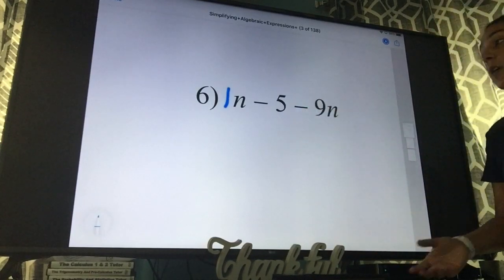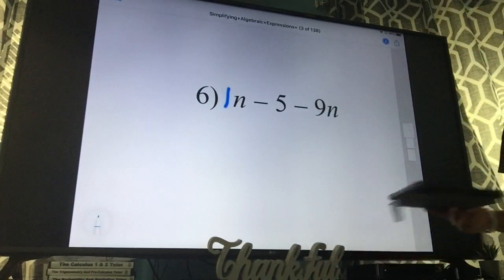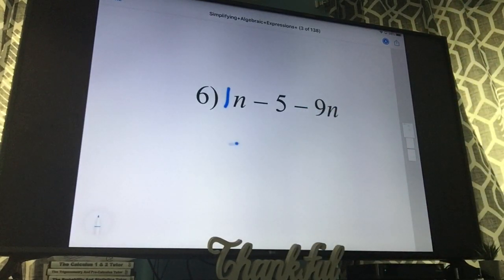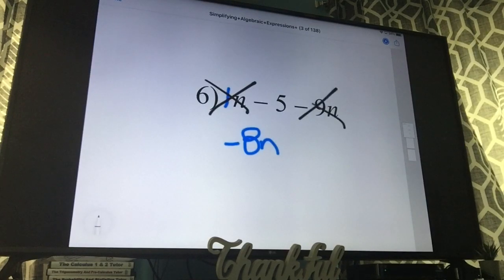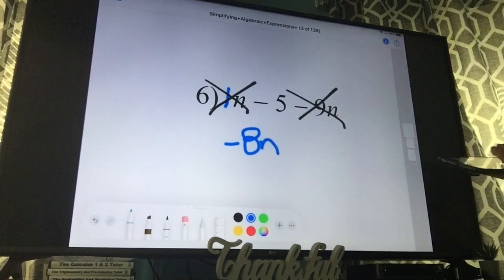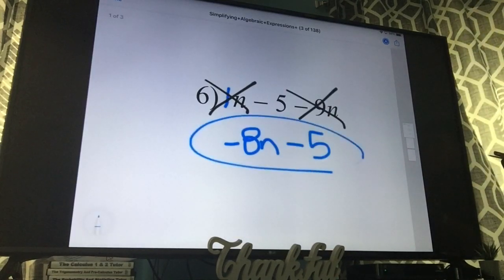So I have a positive 1 and a negative 9 to give me negative 8n. And get in the habit of crossing off what you've used. So we've used this, we have used this. The only thing left we have not used yet is that negative 5, and it can't be combined with anything else because he's an only child. He has no family. He doesn't have a last name. So it's going to be minus 5.